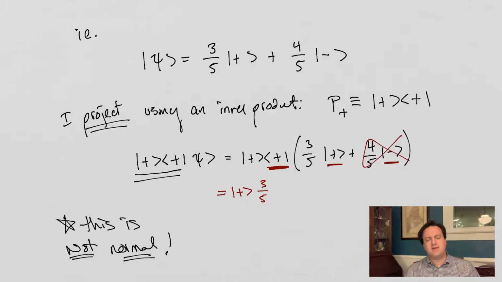Well, okay, there are probably some exceptions. If I were to put a pure state in and project it onto a pure state, then I probably could end up with a normalized state. In general, you are not guaranteed to get out a normalized state. So I'm just going to remind us that this is not a normal thing to do.